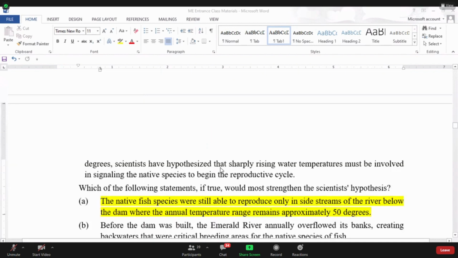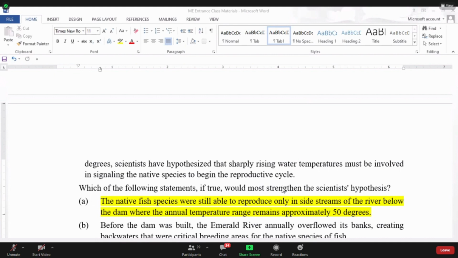So that's why the scientists made a hypothesis. What is the hypothesis? That sharply rising water temperature must be involved in signaling the native species to begin the reproductive cycle. It means for the native fish species to begin the reproductive cycle, high water temperature is needed. Only in high water temperature can those fish species begin their reproductive cycle. This is the hypothesis the scientists made.